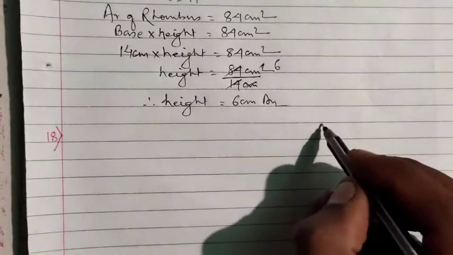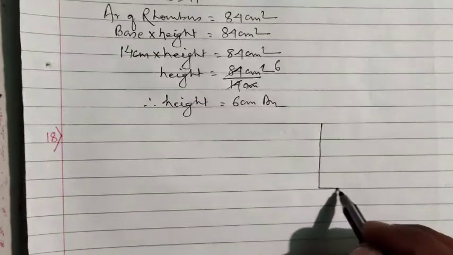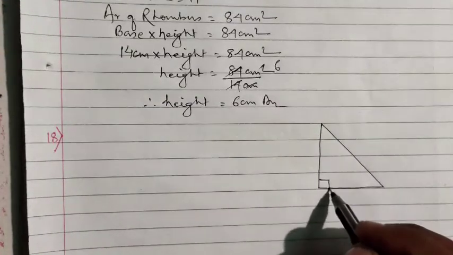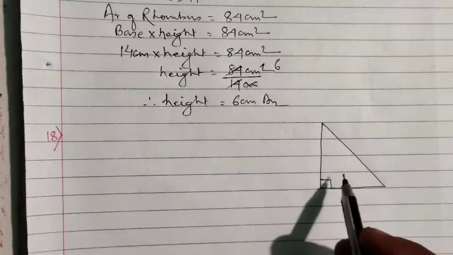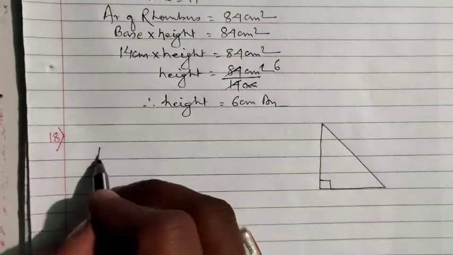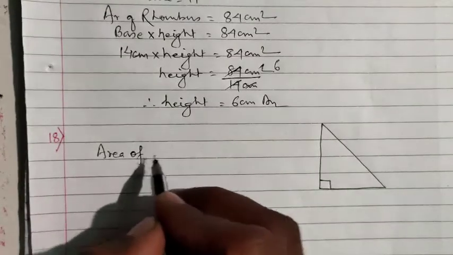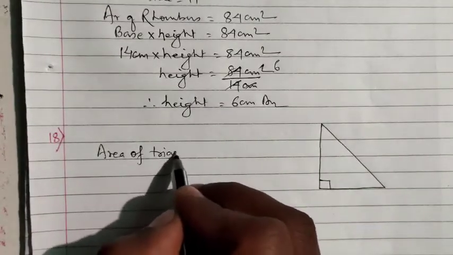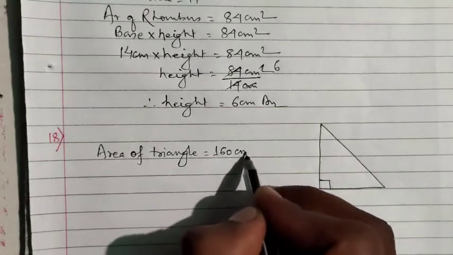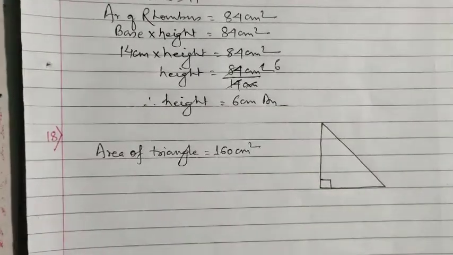As we have studied earlier, this is called a right angle triangle, whose one angle is 90 degree, and the area of this triangle is given as 160 centimeter square. Area of triangle is equal to 160 centimeter square. This is the area given.